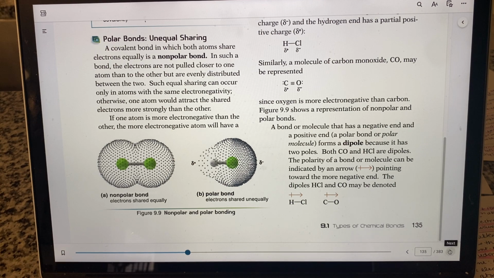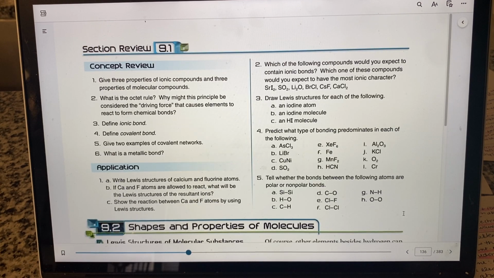Okay, now we're going to go over what's going to be on your section review, just so you know some of these things. We'll go over these first ones, and then I'll go over the application really quick. And then we'll go over your test if I have time.